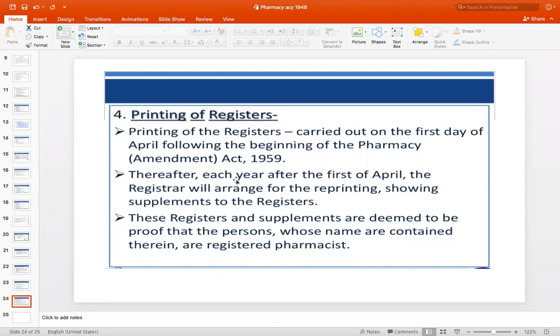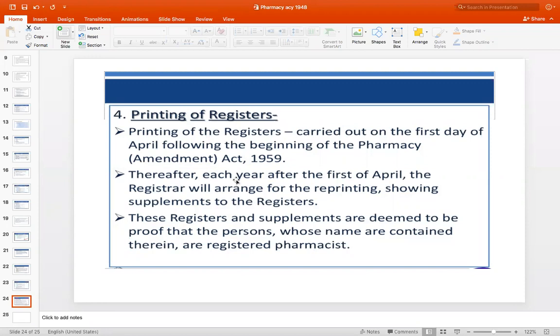Thereafter, each year after the 1st of April, the registrar will arrange for the reprinting showing supplements of the registered, because the books will get filled again. You have to keep the supplements, the number of books will increase, so every time it should be reprinted. These registers and supplements are deemed to be proof that persons whose names are contained therein are registered pharmacists.